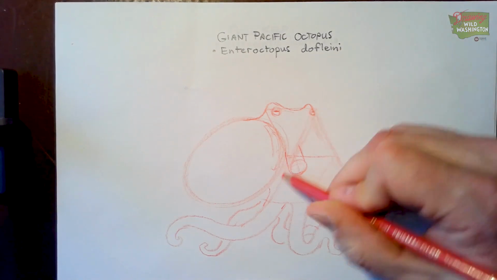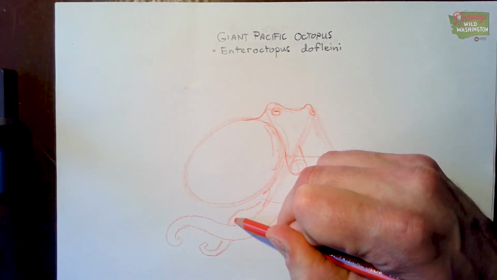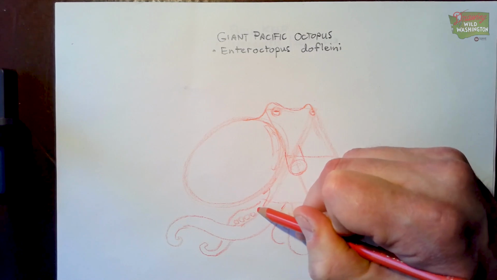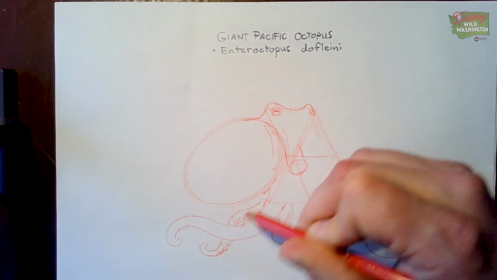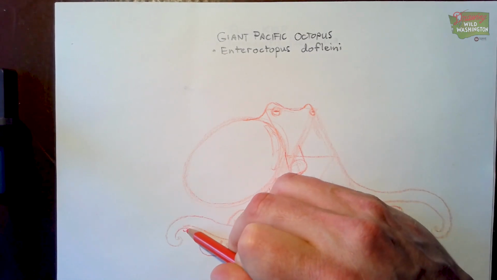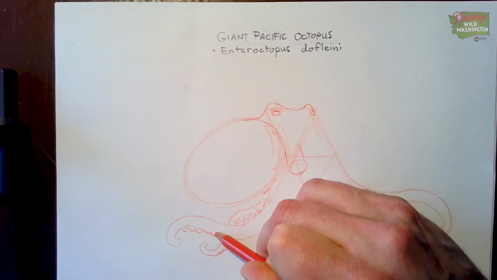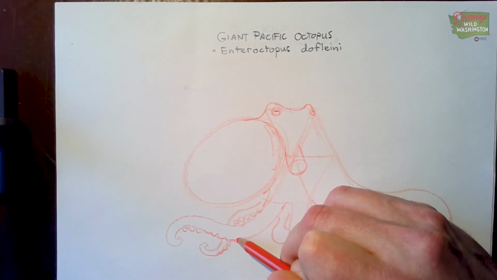Okay. Now, as I go in and draw some of the details, I'm going to draw some suckers on this arm because I can see the back of it. On this one, I would only see the side of the suckers like that. So I'm just going to draw a bumpy line.